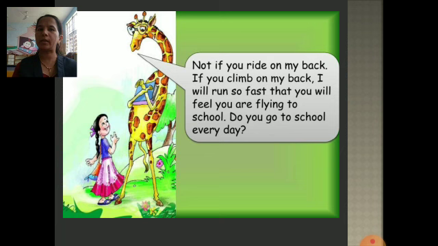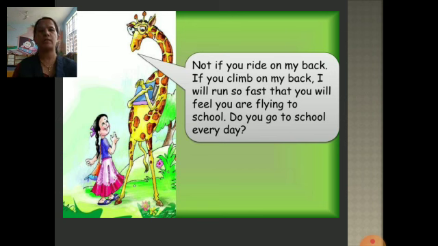"Do you go to school every day?" Now the giraffe has a question. It asks Haldi, do you go to school every day? And Haldi says, yes, Haldi goes to school every day, fine? And again, as Haldi is saying she is late to school, the giraffe is trying to help Haldi. How is it helping Haldi? He's saying, don't worry, you sit on my back. I will run so fast that you will feel you are flying to school.